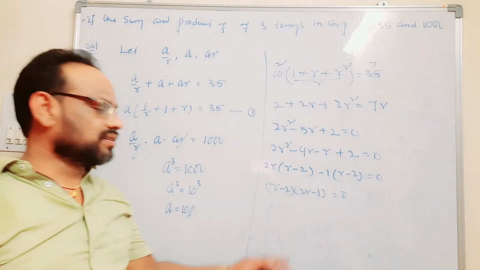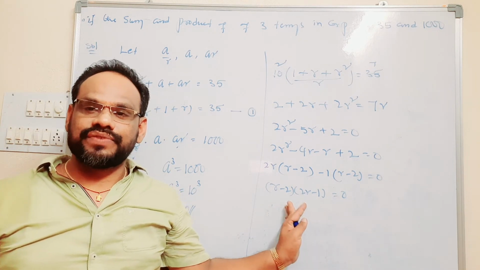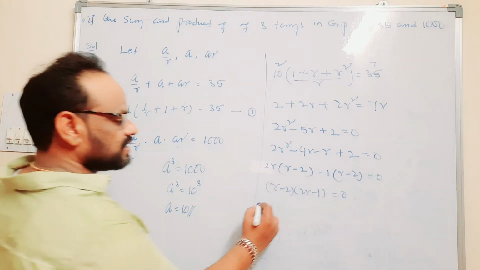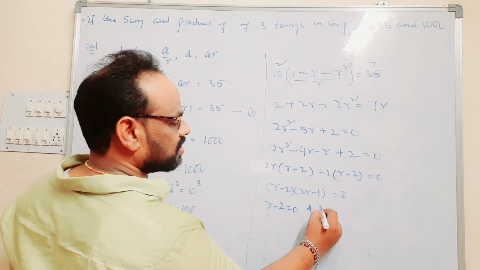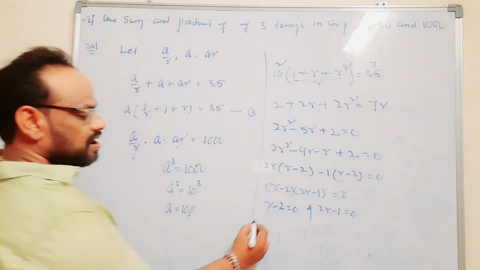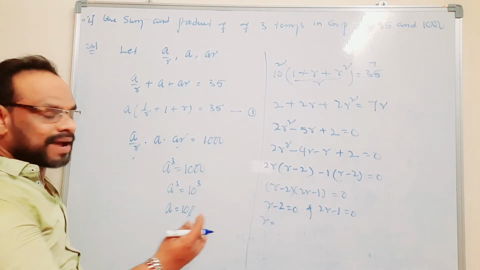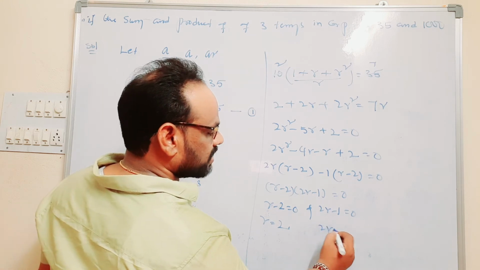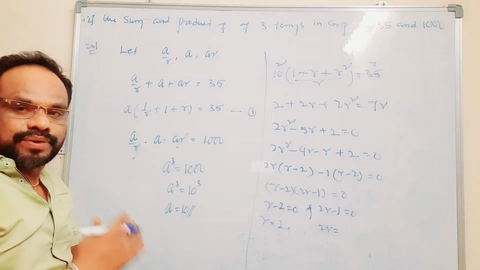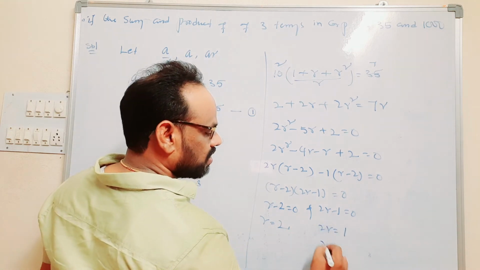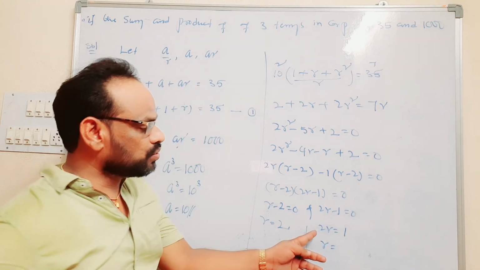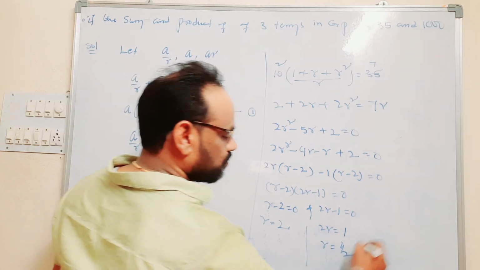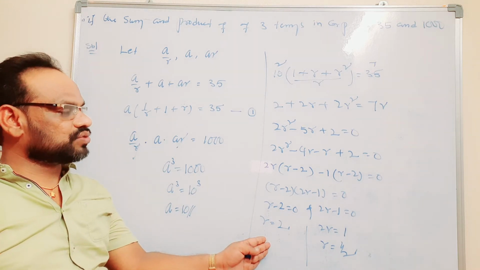We know the zero rule: if A into B is equal to 0, either A is equal to 0 or B is equal to 0. That means R minus 2 is equal to 0 or 2R minus 1 is equal to 0. R is equal to, if you transpose minus 2 from LHS to RHS, it becomes plus 2. So 2R is equal to 1, and if you transpose 2 from LHS to RHS, it becomes division. So R is equal to 1 by 2. The common ratio R is equal to 2 or 1 by 2.